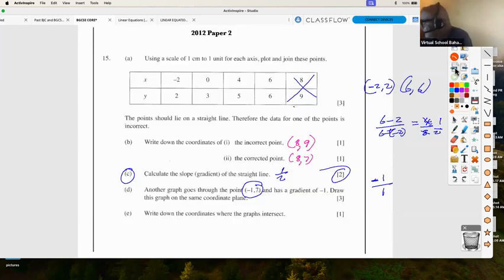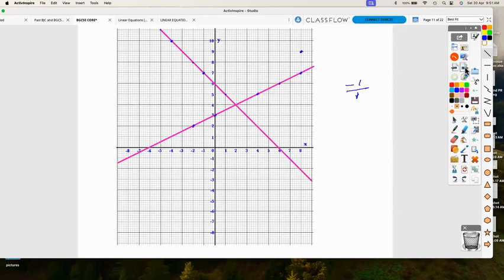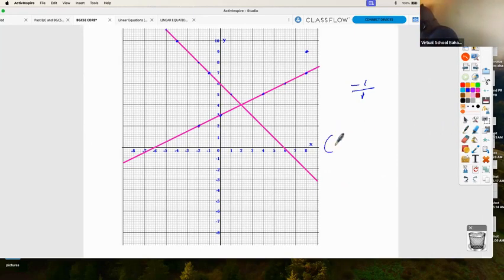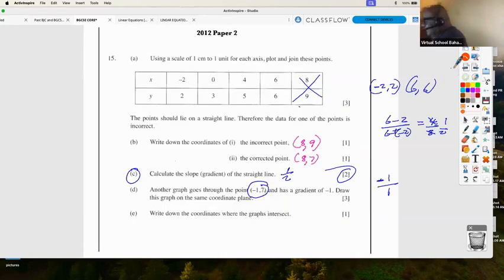Isn't that the same question like we did on the previous one? Yes, sir. That is 3 points for that. And the last thing, the same thing again: write down the coordinates where the graphs intersect. The graphs intersect, so look at it carefully now. That's 2 and 4. So for the answer, always make sure you put it in parentheses: (2, 4). It must be separated by a comma. And that is how you get 11 points.